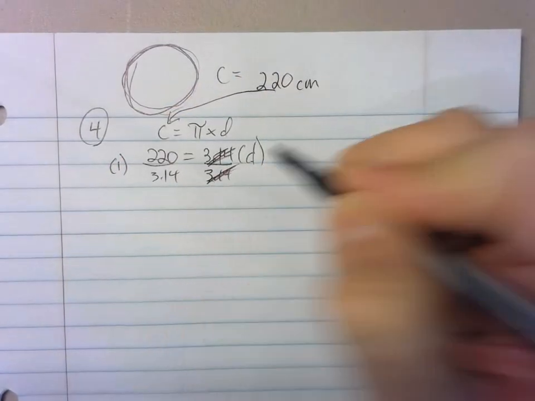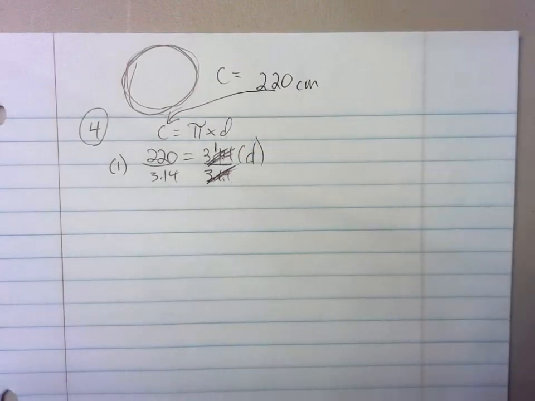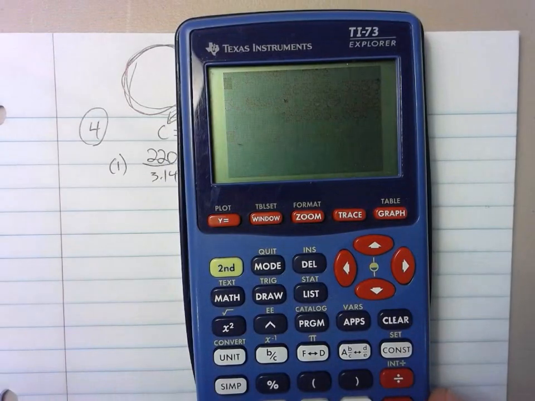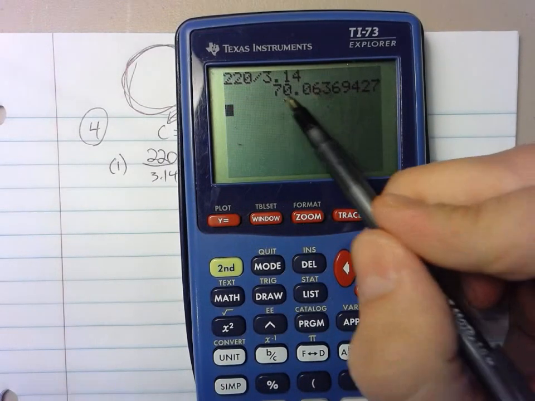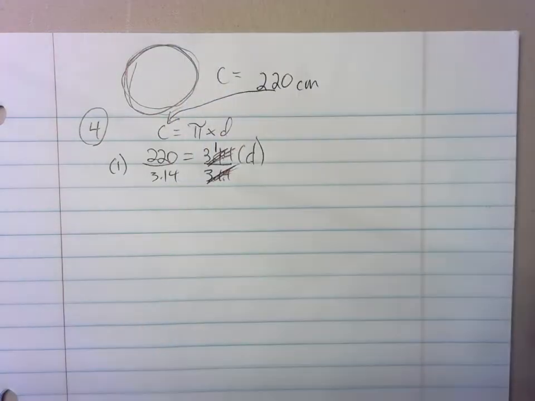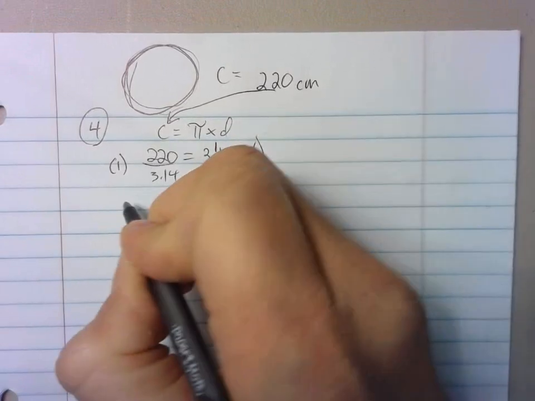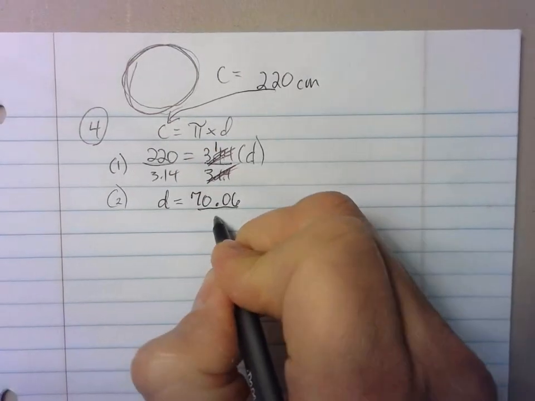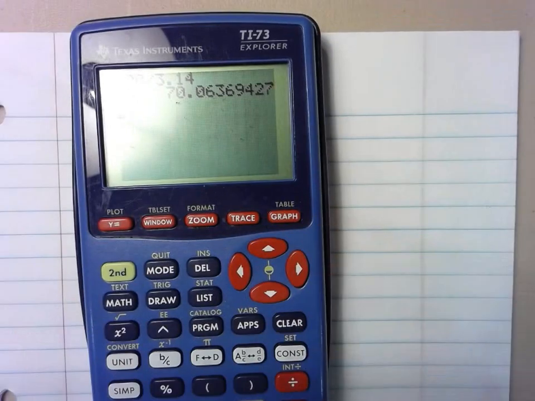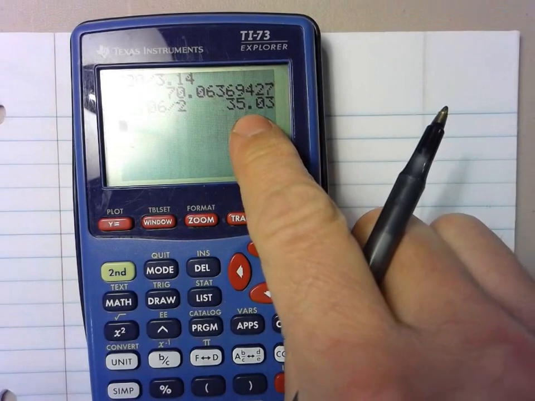Those cancel out. 3.14 divided by 3.14, or pi divided by pi, that just cancels out to a 1. So now I'm going to do 220, which is my circumference, divided by 3.14, and that is going to be 70.06. We're going to the hundredths place, 70 and 6/100. So the diameter is 70 and 6/100. Now step 2 said divide that by 2 to get the radius, so I'm going to divide that by 2. 70 and 6/100 divided by 2 is 35 and 3/100.